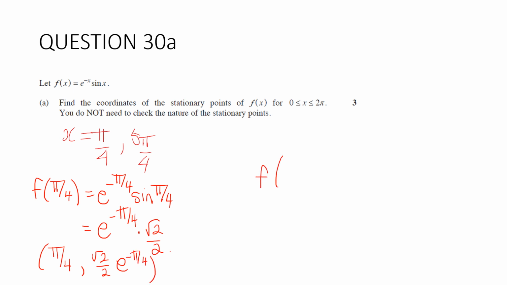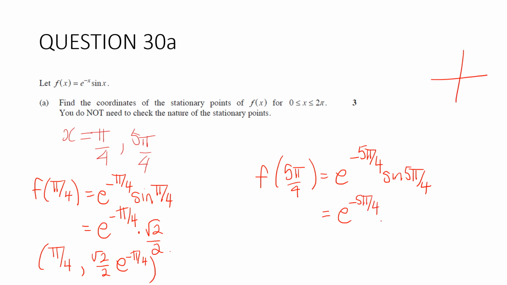And now let's do the other one. F of, what's the other one? 5 pi on 4 is equal to e to the negative 5 pi on 4 sine 5 pi on 4, which is equal to e to the negative 5 pi on 4. Now, 5 pi on 4 is down here, and that is where sine is negative, so it's going to be times negative root 2 on 2. And so our other point is 5 pi on 4, negative root 2 on 2 e to the negative 5 pi on 4.